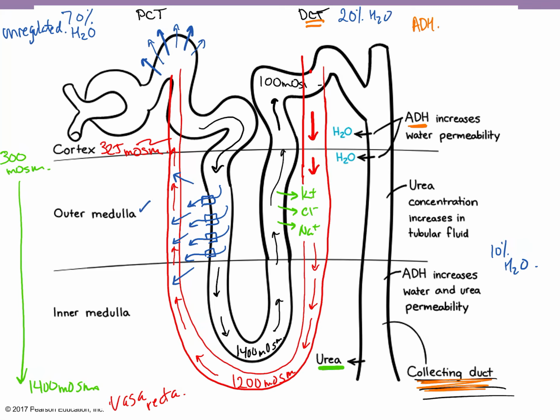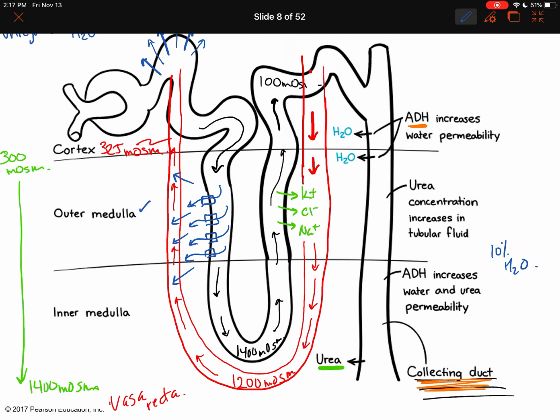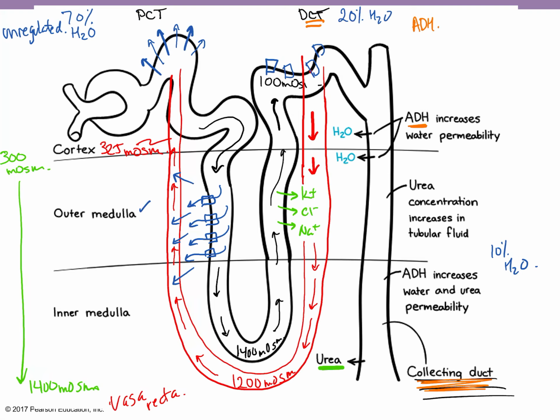Now this is a different kind of aquaporin. It's aquaporin type 2, right? Type 1 was the one in the PCT and it was there all the time. But this is aquaporin type 2 that is responsive to ADH, and so it's going to move water. So now, what is going to cause water to move out of the DCT?